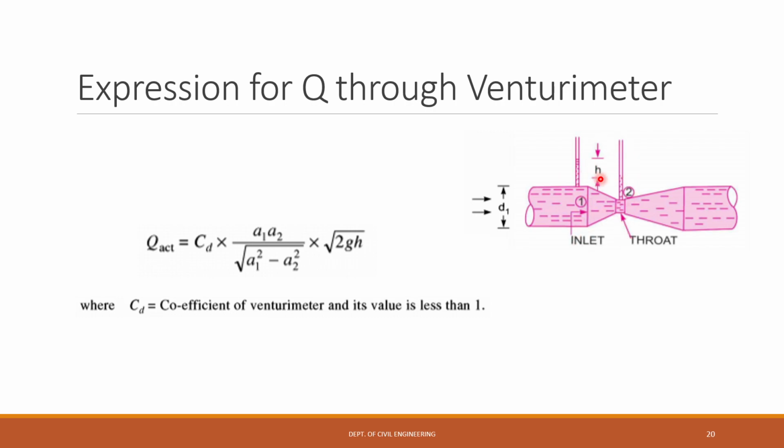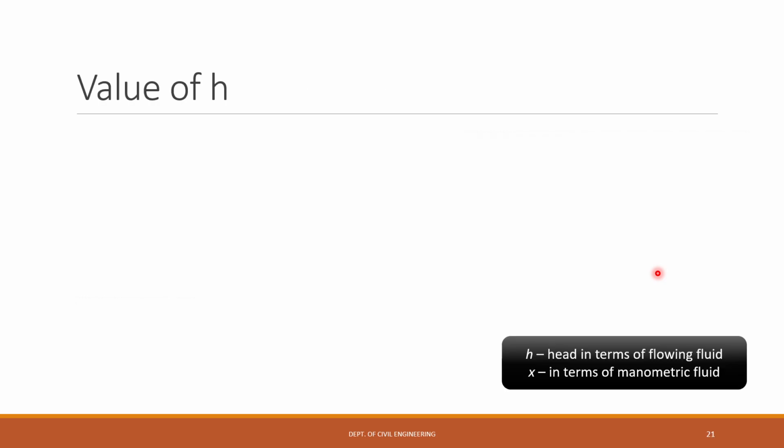Okay. So H is in terms of the flowing fluid. The flowing fluid is entering the piezometer, isn't it? So this H is the level difference of the flowing fluid itself. Okay. So this is the expression. You need to memorize this expression to do problems. Okay. Now there are certain cases for finding H.